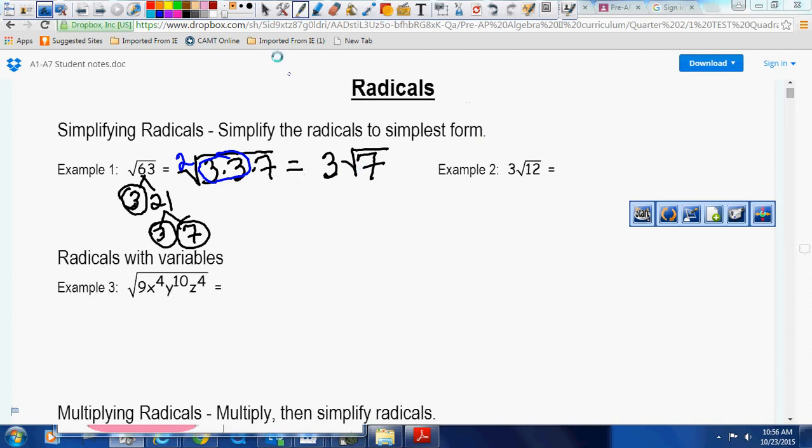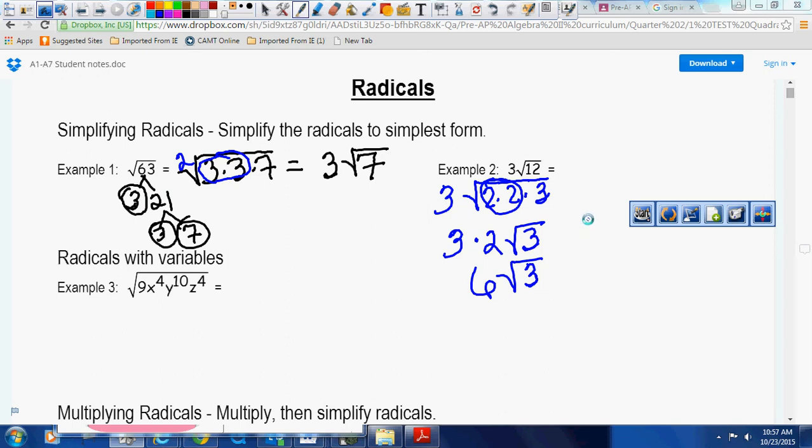Now for this second one here, I have a 3, and then if I do the prime factorization for my 12, I'm going to get a 2 times a 2 times a 3. So when I bring that group of 2's out, I'm going to have a 3, and then the 2 I brought out, and then a 3. And that's going to give me a 6 square root of 3.